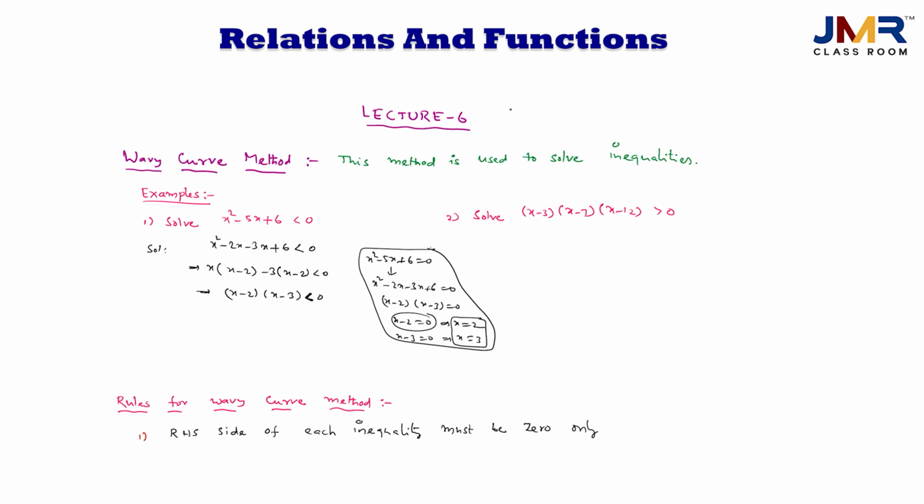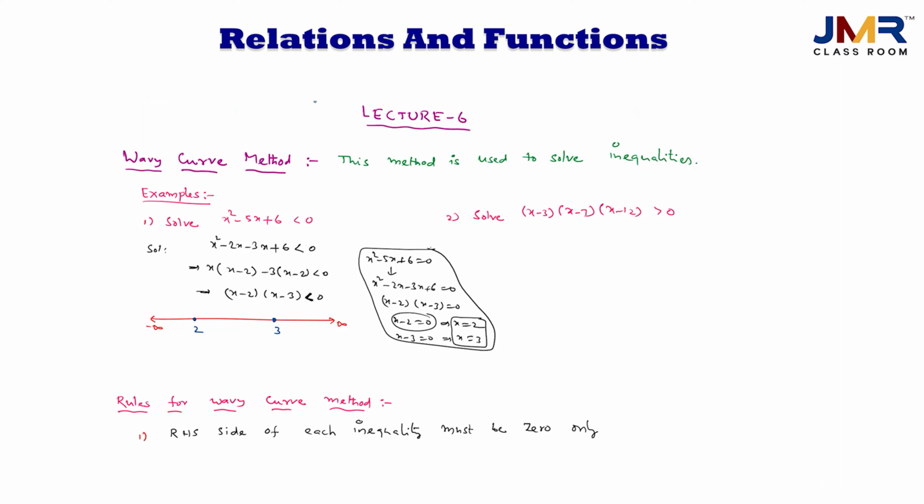Then what to do? Take a number line. This is minus infinity to infinity, and mark the values of x by making each factor 0. x minus 2 equals 0 means x equals 2, and then x equals 3. Now these two numbers 2, 3 divide the entire number line into three parts. One part is from minus infinity to 2, the other part is from 2 to 3, and the last is from 3 to infinity. Right? These two numbers divide the number line into three parts.